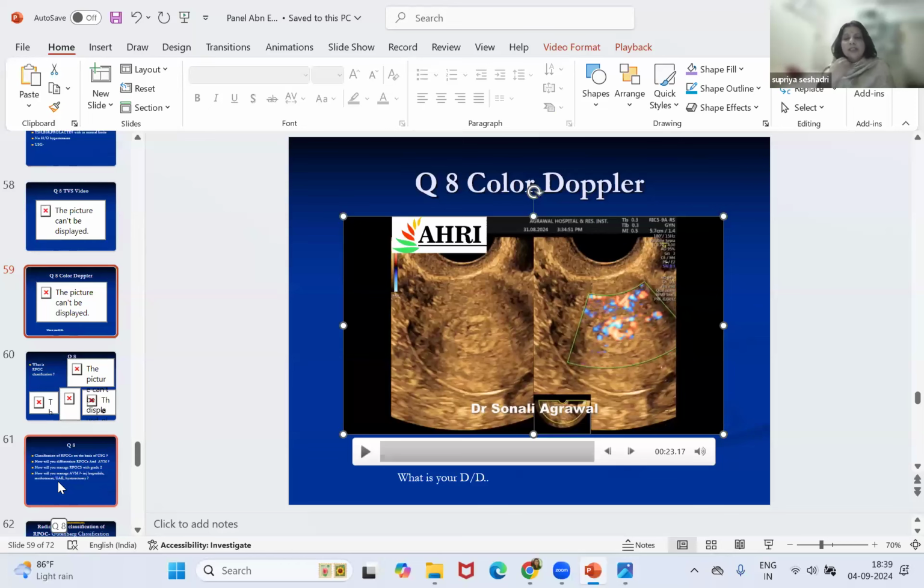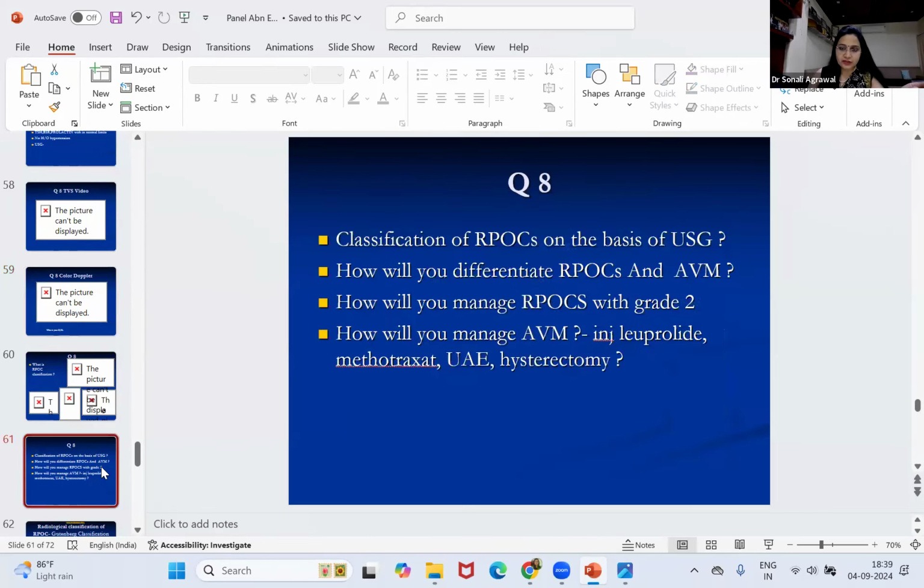Now that Sonali has asked me, I will not. So, ma'am, it's written that if it is 2 or 3, you just go hysteroscopically and with the loop, you can remove the RPOCs. If by chance it's bleeding, then you can simultaneously cauterize. It's better.